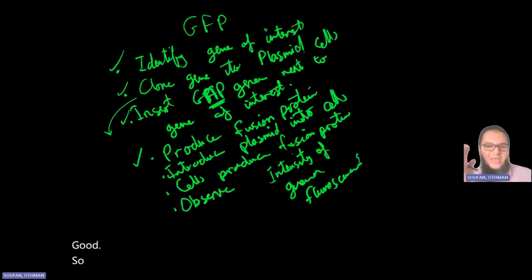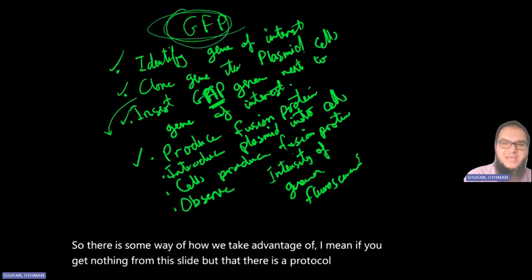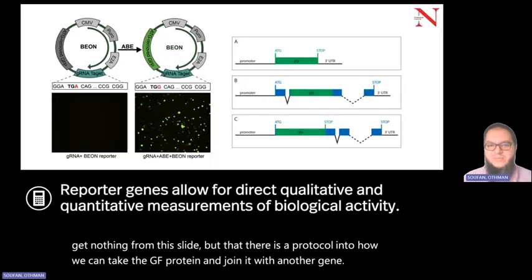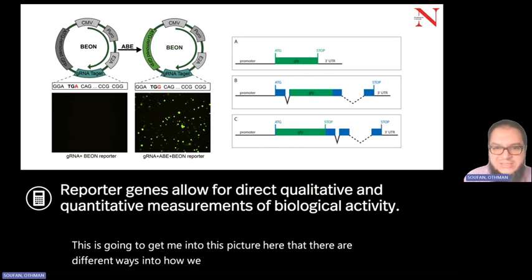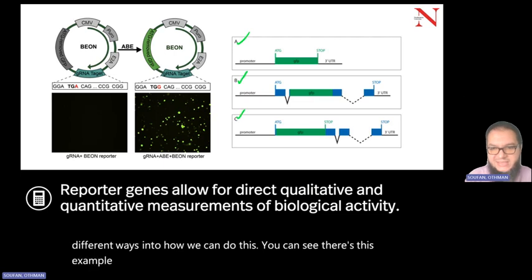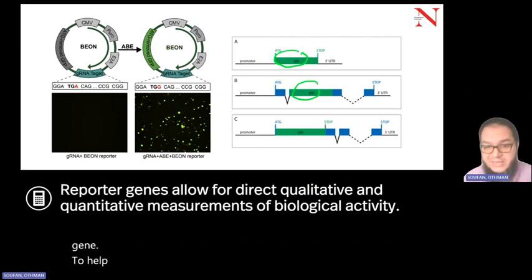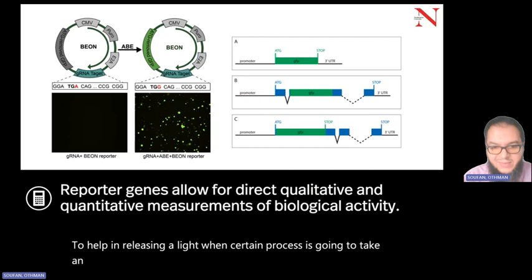Now, if you get nothing else from this slide, take away that there is a protocol for how we can take the GFP protein and join it with another gene. This brings me to this picture, which shows different ways we can do this. You can see examples A, B, and C. The place where you put the GFP protein or gene helps release light when a certain process takes action, and there can be several examples, as we see in this figure.